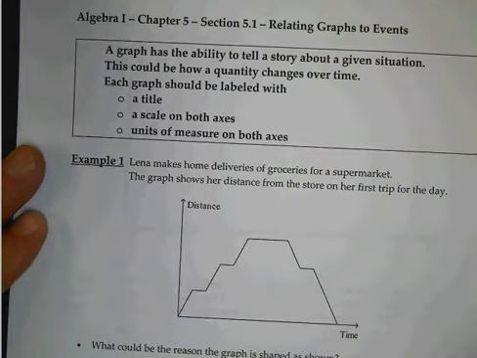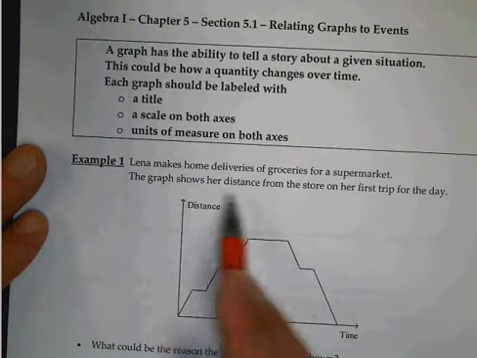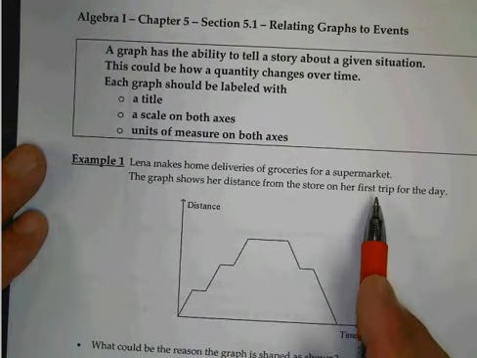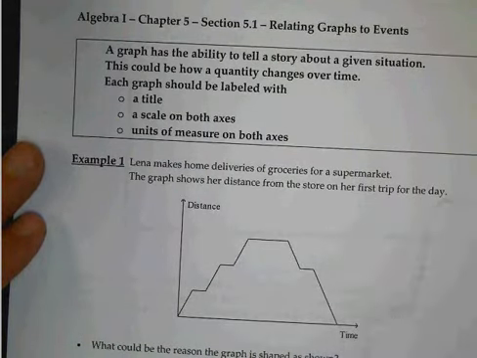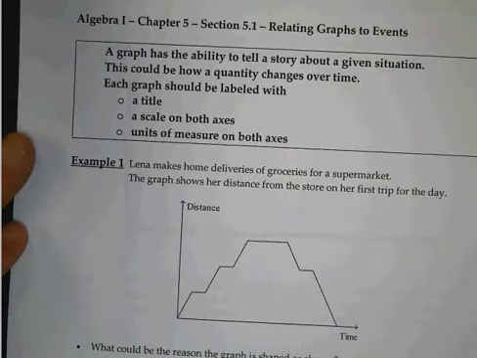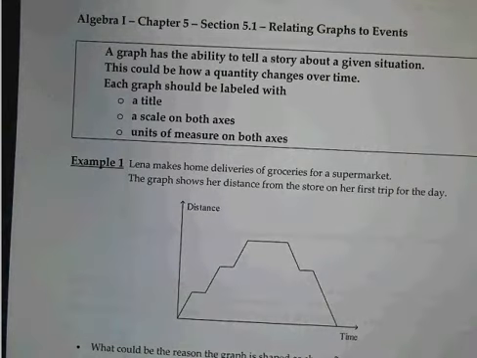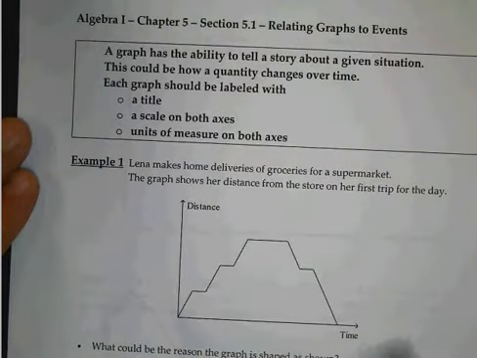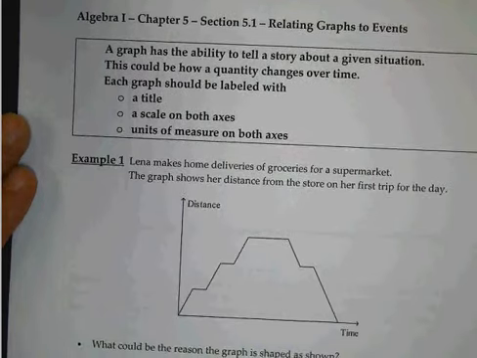So here's Lana. She makes home deliveries of groceries for a supermarket. Her graph shows her distance from the store on her first trip of the day. You ever seen Peapod? Those trucks that deliver groceries? Okay, that's kind of what this is. So she loads up her truck in the morning from the store, and she's going to make her first trip. Now this is the graph of her first trip.